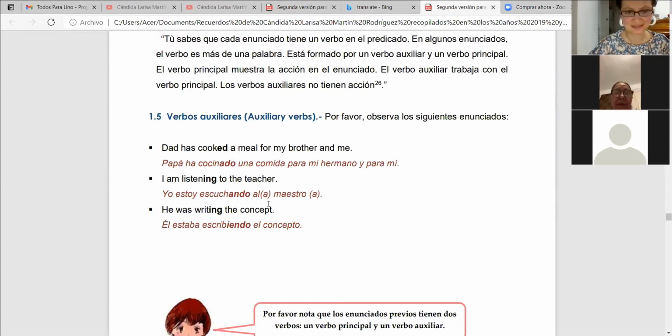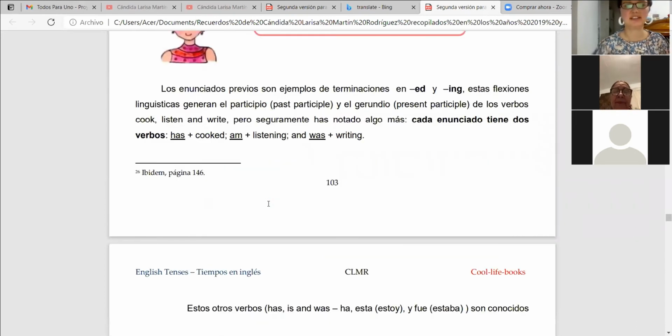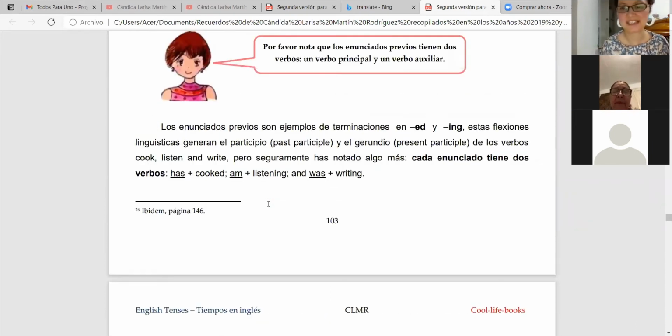Okay. So, the previous sentences have the endings -ed and -ing, and these inflections generate the past participle and the present participle, which are el participio in Spanish and el gerundio in our language, okay? From the verbs cook, listen, and write. But I'm sure you noticed something more, which, yes, you did.